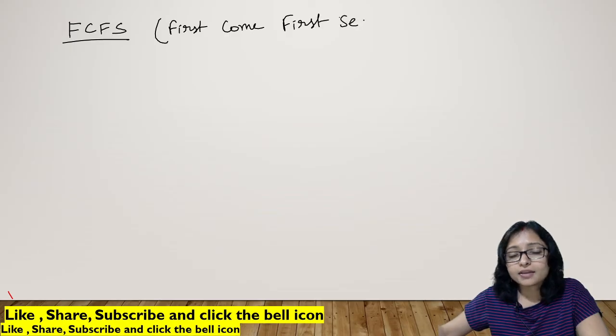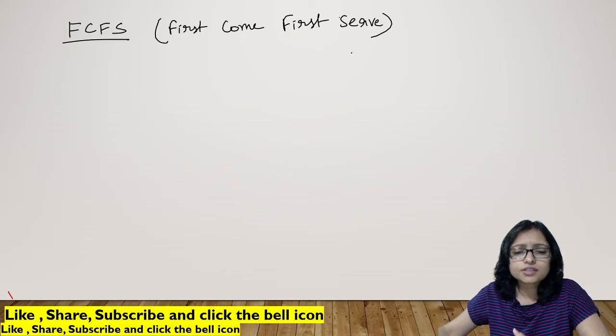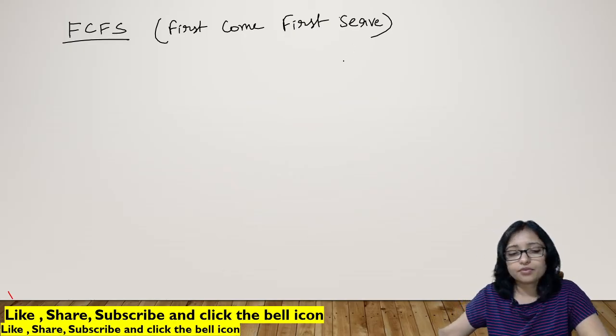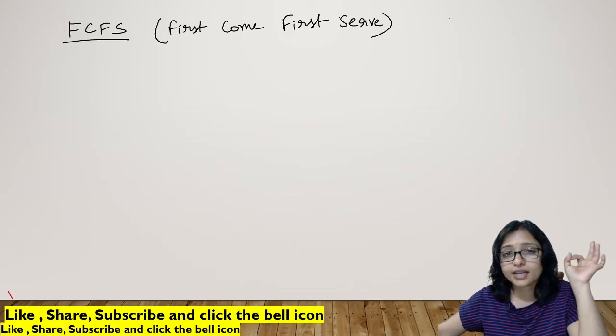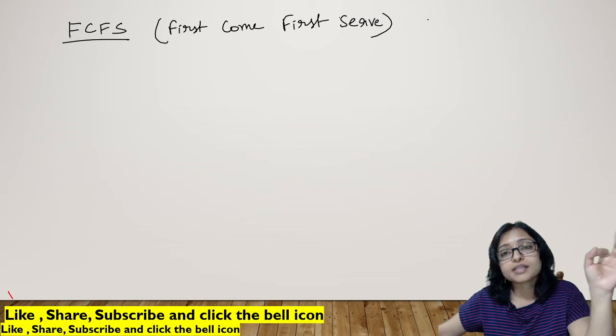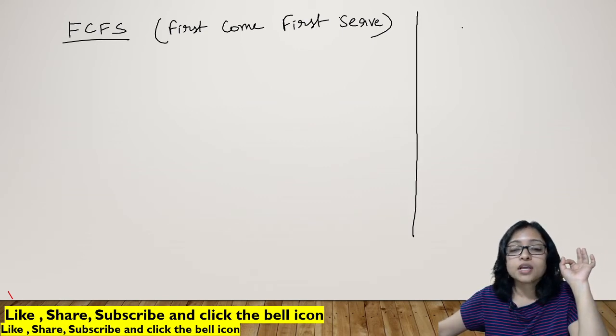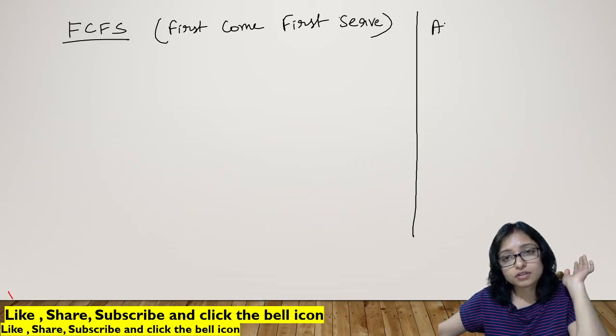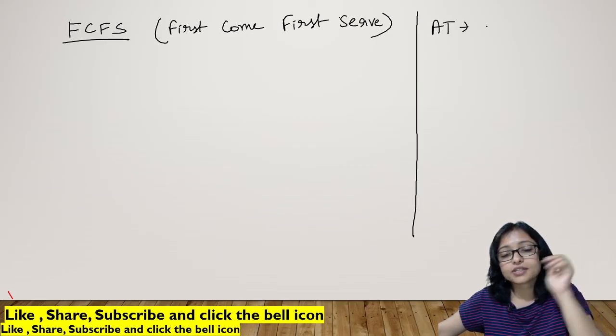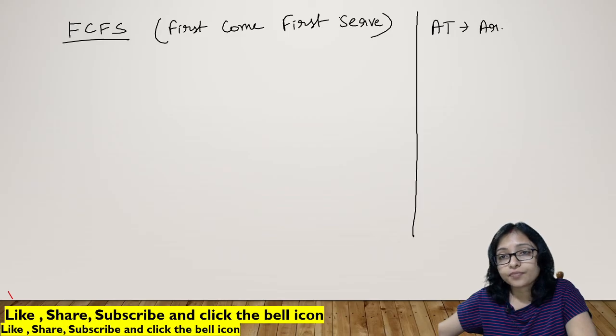Most students think that this is very easy: whoever comes first, I will take first. But here the problems happen. So I am telling you some common areas where students make mistakes. The first common area is to know all the CPU scheduling algorithms. Some terminologies are required. First of all, AT, that is called arrival time.